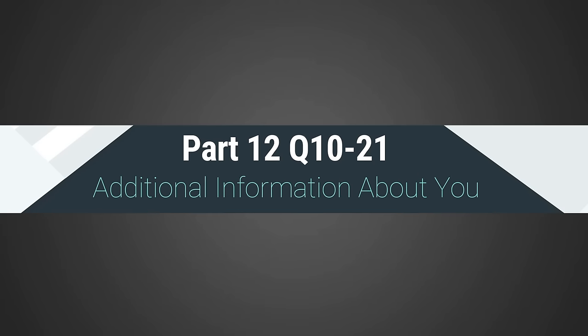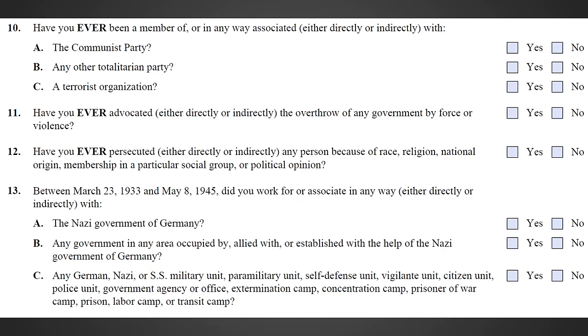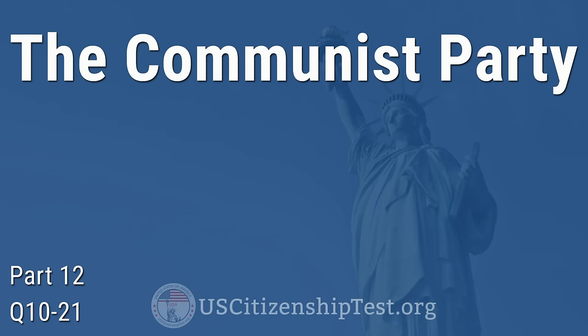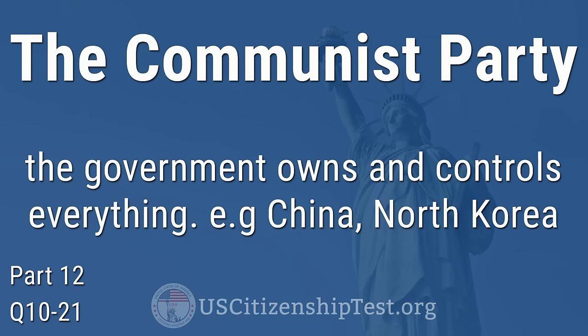Questions 10 through 21. The Communist Party: the government owns and controls everything. For example, China or North Korea.